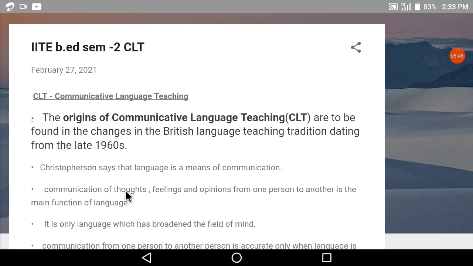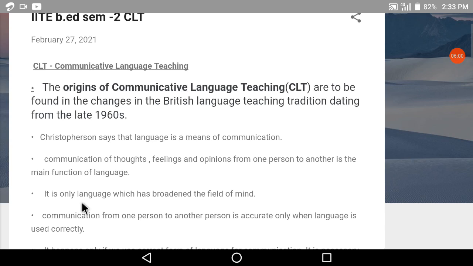Communication of thoughts, feelings and opinions from one person to another is the main function of language. Without language, we cannot transfer our message to another person. It is only language which has a broadband to the field of mind, which means that when some thought comes in my mind, I translate it to another person with the help of language. It may be my mother tongue, it may be English, it may be any language existing in this world.